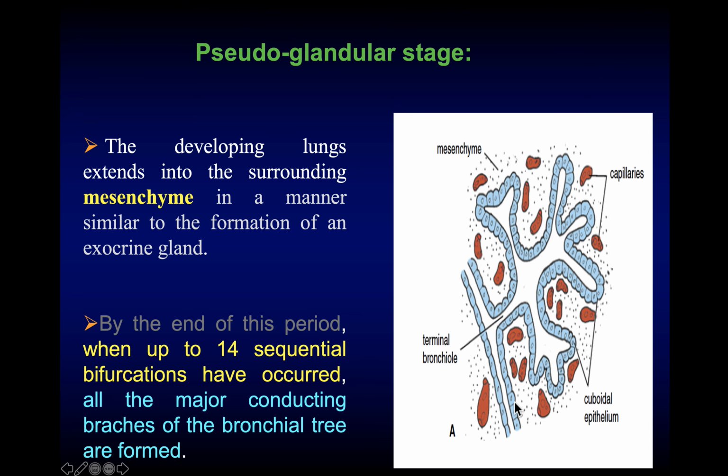And at the beginning, all of this epithelium is cuboidal epithelium. Later it will go on differentiation into respiratory epithelium, Clara cells, or goblet cells.